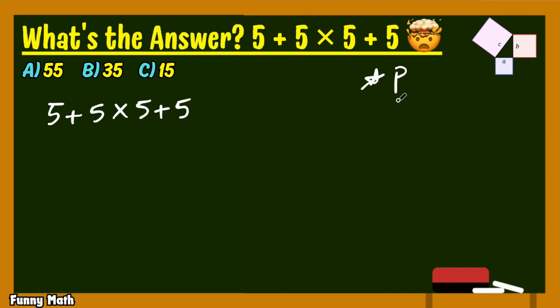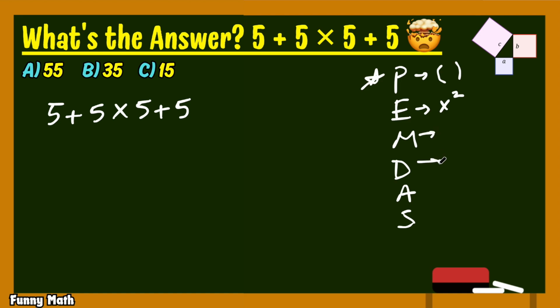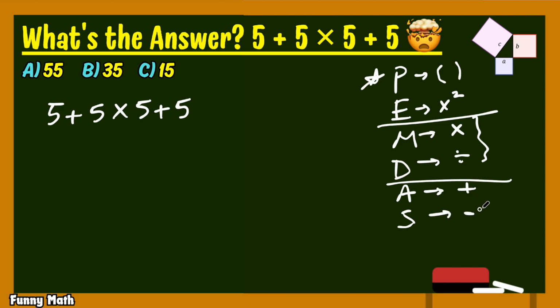This question is about order of operations. We will use PEMDAS practice here. Let's remember, P equals parenthesis, E equals exponent, M equals multiplication, D equals division, A equals addition, S equals subtraction. Let's see what operations are in our question. Addition, multiplication, addition. First we do the multiplication.